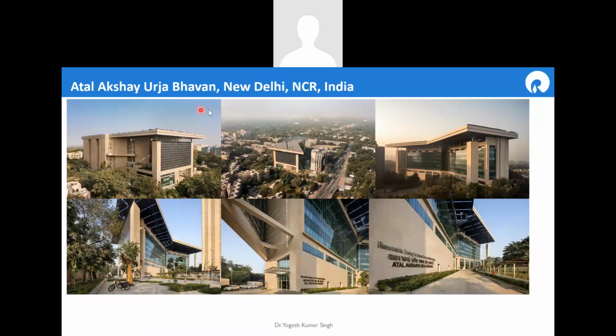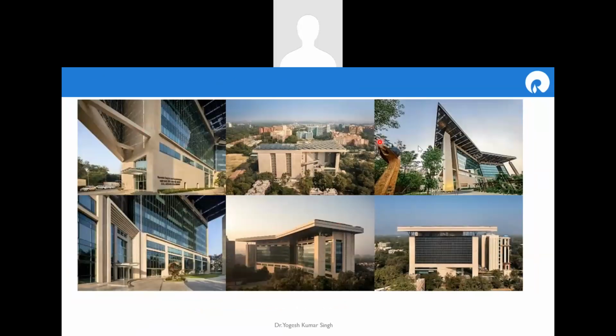This is the Atal Akshay Urja Bhavan, where the Ministry of New and Renewable Energy office is located, and this is the entire campus. You can see that all of this is BIPV integrated system utilized at this particular location, and with the help of that, a lot of energy saving happens in the daytime in that building. So this is a typical example of a notable Indian project.